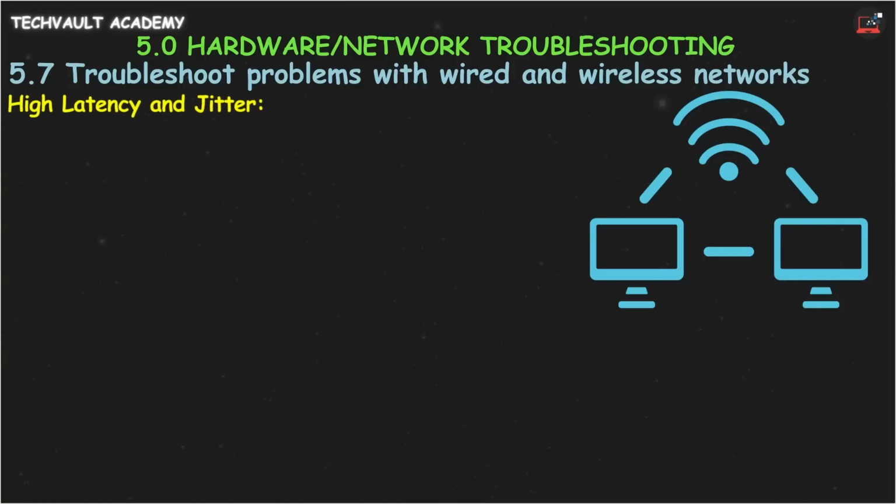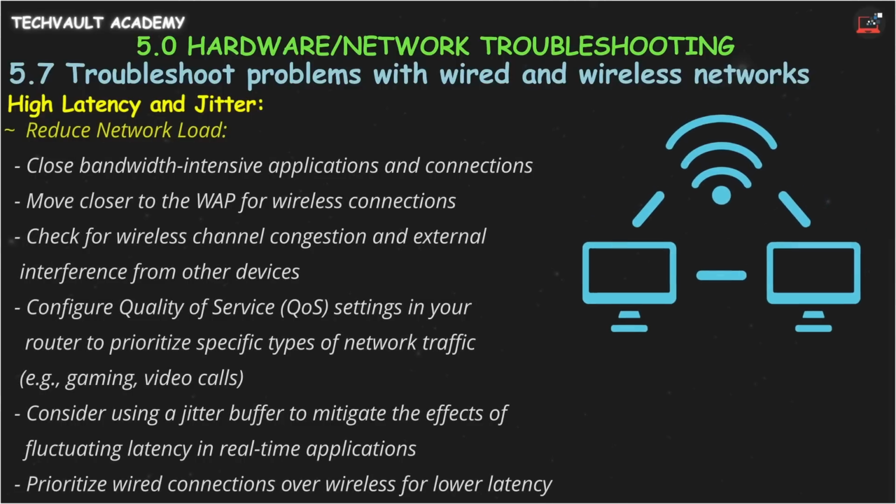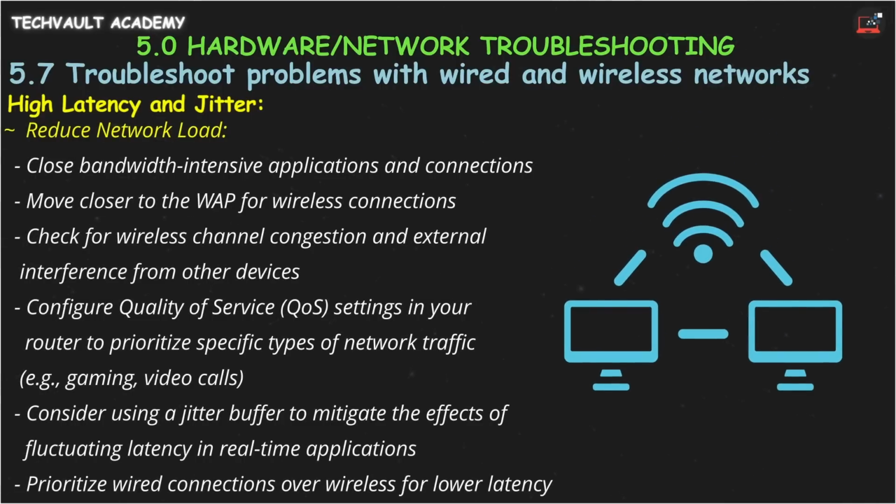High latency and jitter. Reduce network load. Close bandwidth-intensive applications and connections. Move closer to the WAP for wireless connections. Check for wireless channel congestion and external interference from other devices.